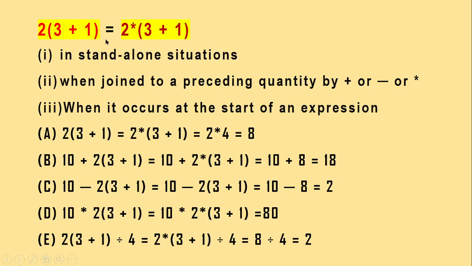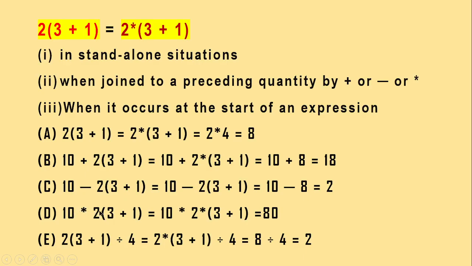These are equal, the two expressions are equal in standalone situations, if only this expression is given and nothing else. The expression is not preceded or followed by anything. Standalone situation. In that case, both are equal. When they are joined to a preceding quantity by plus or minus, for instance, you can see here 10 plus or 10 minus. So we are joining to a preceding quantity 10 by plus or minus sign. Also when it is joined to a preceding value by multiplication sign. Here, for instance, 10 into. So we have a multiplication sign and it is joined to another number.